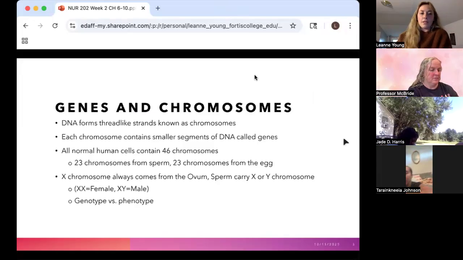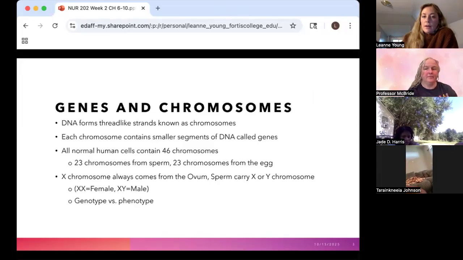Okay, so going over genes and chromosomes. DNA forms thread-like strands known as chromosomes. The hereditary material carried in the nucleus of each of the somatic cells determines each cell's and each individual's characteristics. Each chromosome is going to contain smaller segments of DNA called genes. Genes are a combination of gene-contained code information which determines an individual's unique characteristics. So your genes are going to determine the individual characteristics of a person.